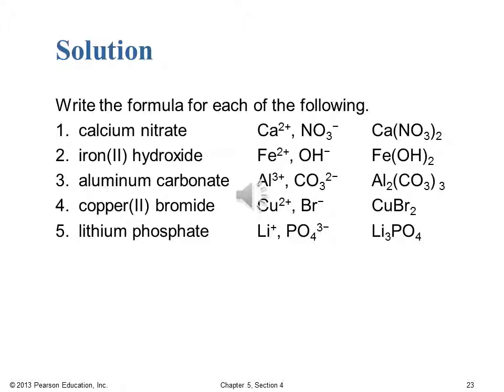Otherwise, for good or for bad, we're done with the ionic portion of Chapter 5, and we'll pick back up with subsection 5.5 and start to deal more with those covalent bonding types.